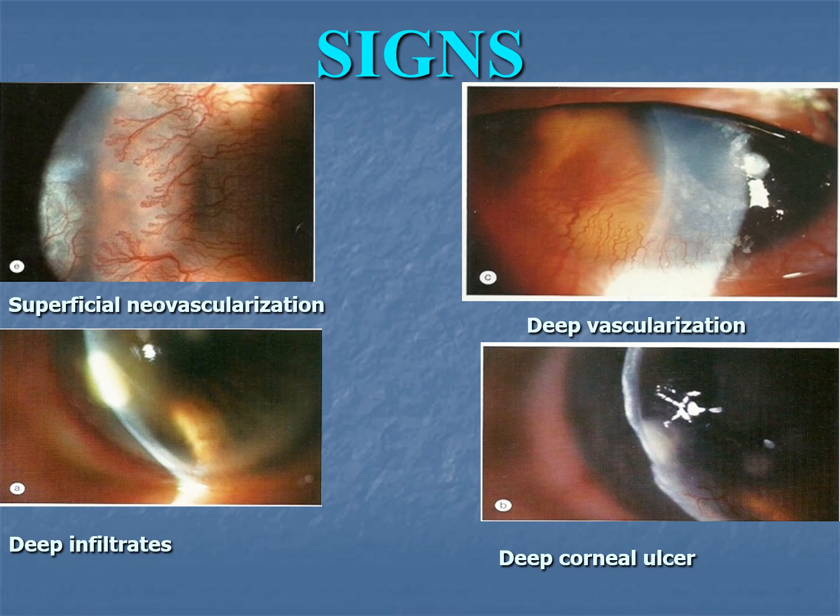In the left lower picture, you can find the deep infiltrates. Deep infiltrates are the penetration of the leukocytes and debris into the substantia propria, and the overlying epithelium is intact. And deep corneal ulcer, where the overlying epithelium is denuded and the substantia propria is involved, there you can see the infiltrates in the bed of the corneal ulcer.